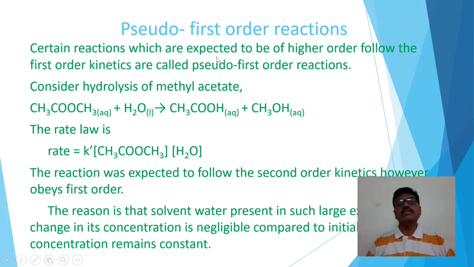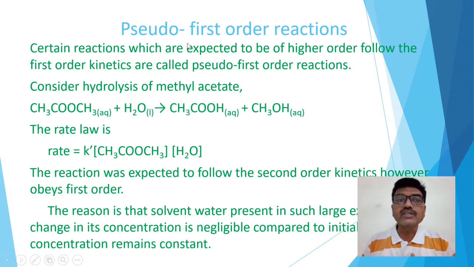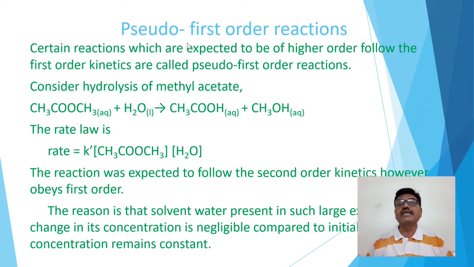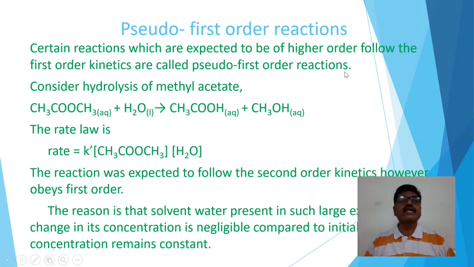Certain reactions which are expected to be of higher order but follow the first order kinetics are called pseudo first order reactions. So certain chemical reactions externally appear as if they have a higher order, or it is expected that such reactions should have a higher order, but in practice, in reality, they follow the first order kinetics. Such reactions are called pseudo first order reactions.